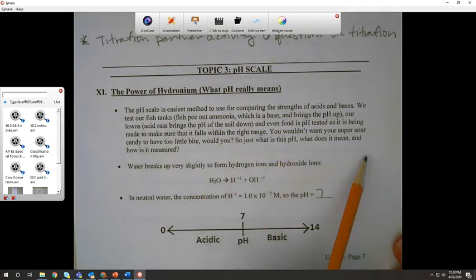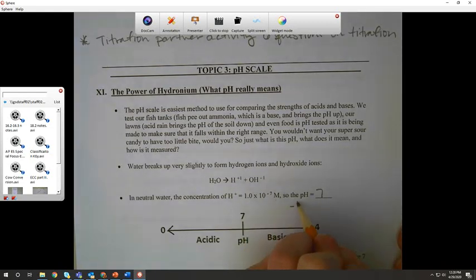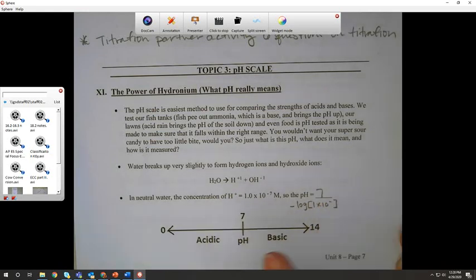So what is pH? What does it mean, and how is it measured? We're going to start out talking about water. Water breaks up very slightly, just by itself, to form a few hydrogen and a few hydroxide ions. So every 1 times 10 to the minus 7th, a very small number, of these will separate. And so that's where we get the pH of 7. What we do is we take the negative log of the concentration. Here it's 1 times 10 to the minus 7. If you go negative log in your calculator and put in 1 times 10 to the minus 7, you're going to get the number 7.